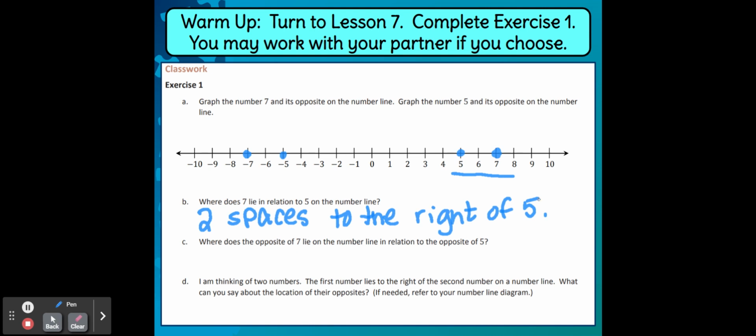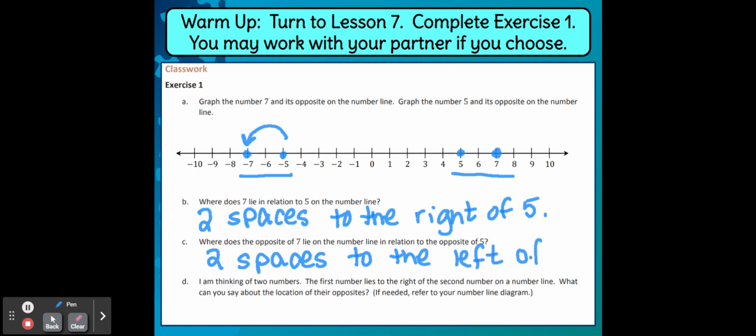Part C, where does the opposite of 7 lie in relation to the opposite of 5? So now we're looking down here, and I know that I am looking at that -7 being 2 spaces to the left. So 2 spaces to the left of -5.